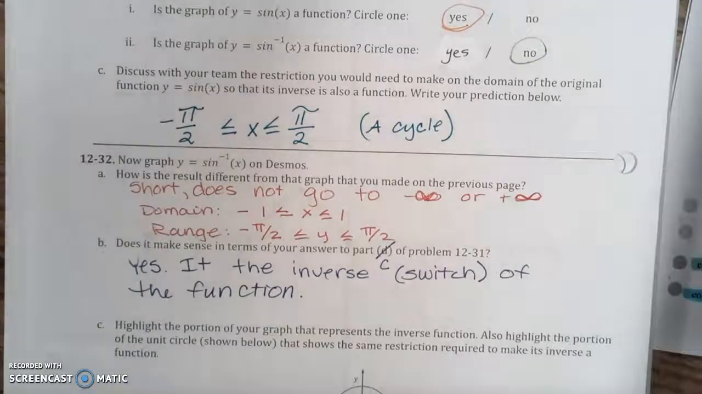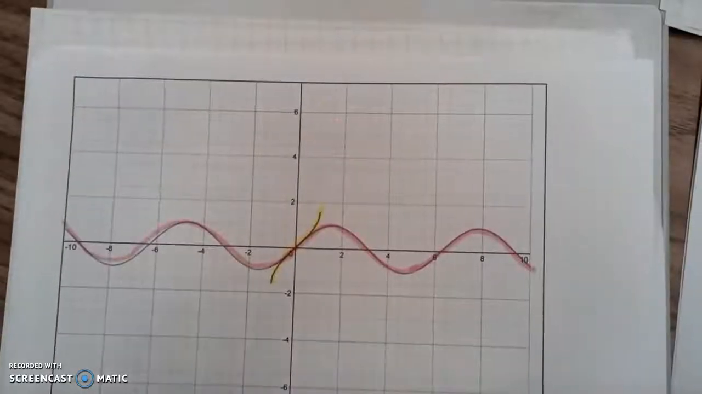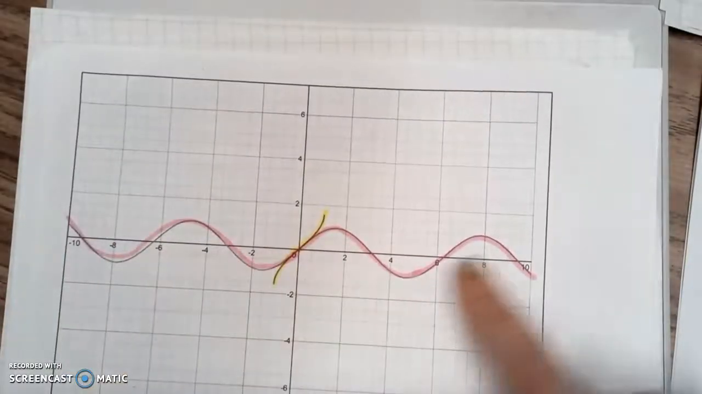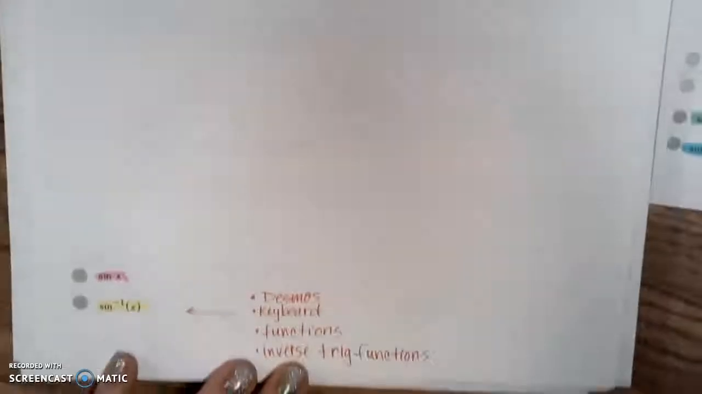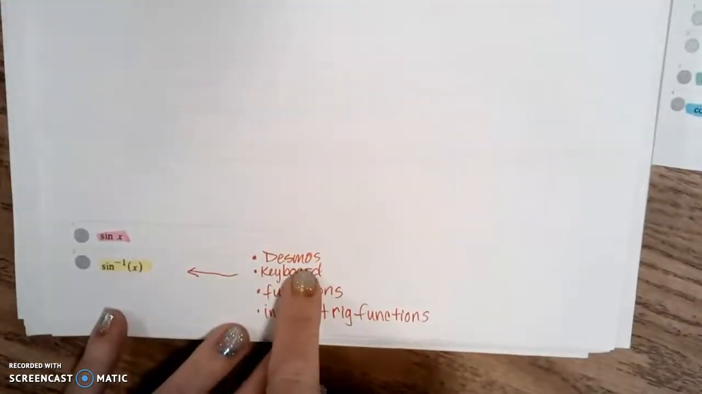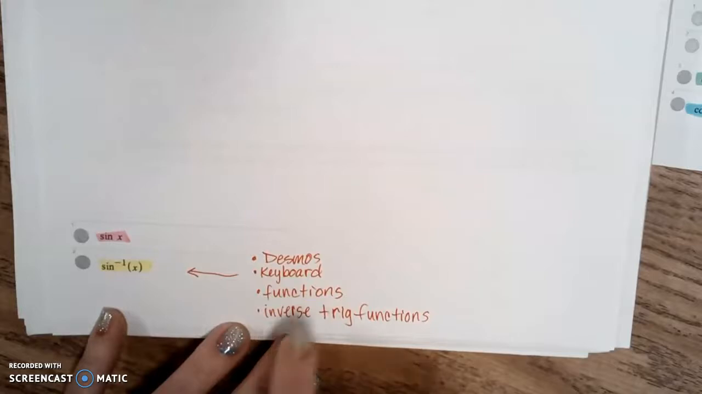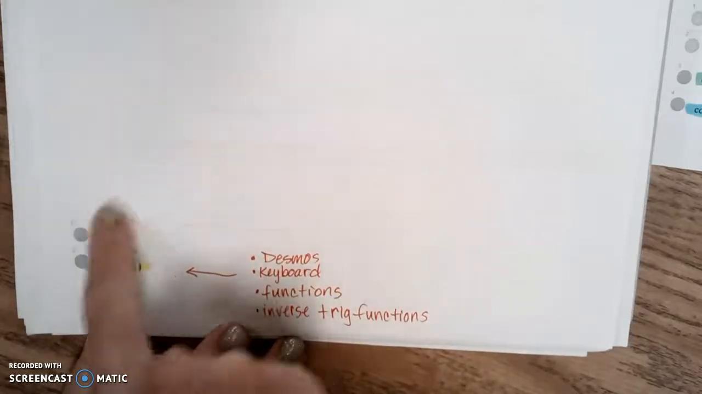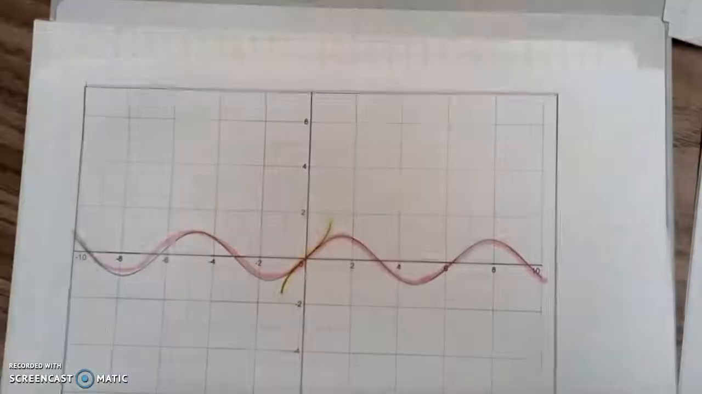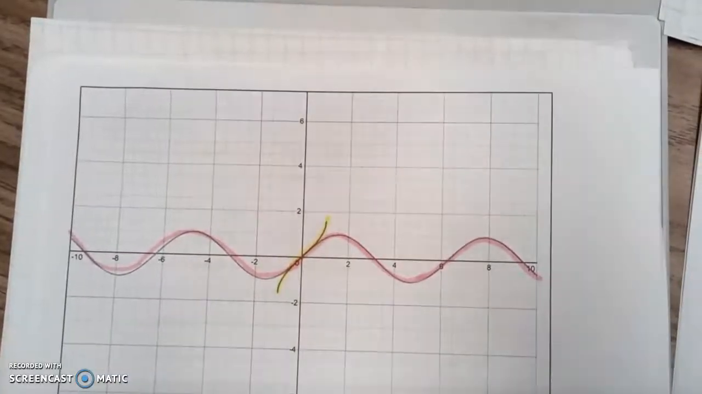All right, so here's what it looks like in Desmos. I did the sine of x in pink and the inverse sine in yellow. So how do you get it? You're going to go to Desmos, you're going to go to the little keyboard, click on functions, and then you're going to see your inverse trig functions. And so that's how you'll type that in, and that's what your graph will look like.